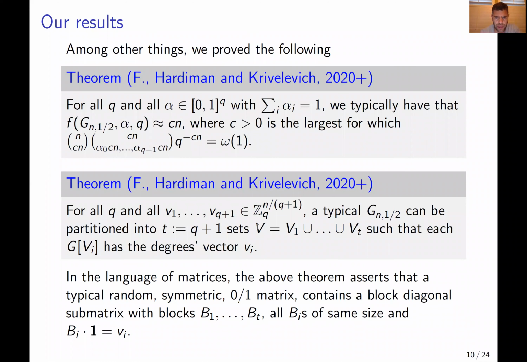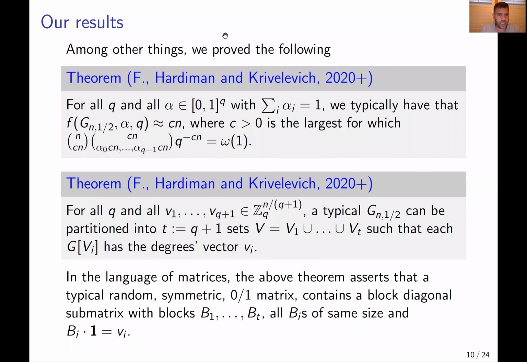So in the language of matrices, the above theorem, the second theorem, which is a little bit more interesting than the first, just states that if we take a typical random symmetric 0-1 matrix, it contains a block diagonal submatrix with blocks B1 up to BT, all the same size, such that the sum of the columns, or the rows, because it's symmetric it doesn't matter, sums to some specific vector that you decide in advance. Any questions?